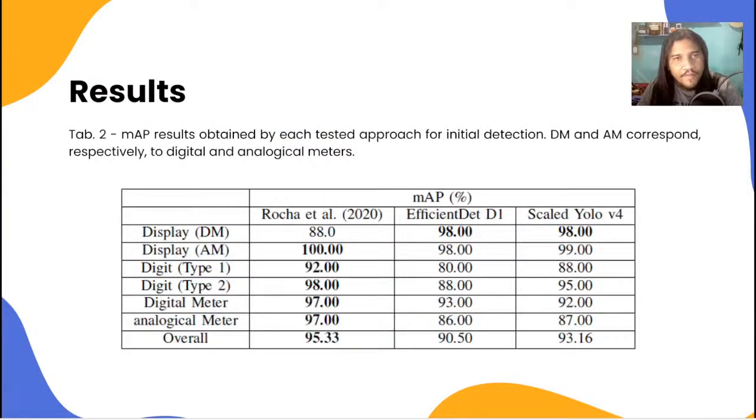In Table 2, mAP results obtained by each tested approach for initial detection can be seen. Regarding mAP, our previous work reached the best results. It was expected because that method uses networks trained specifically for each component. Despite mAP having been degraded in the cases of EfficientDet-D1 and ScaledYOLOv4, it is kept at satisfactory levels.